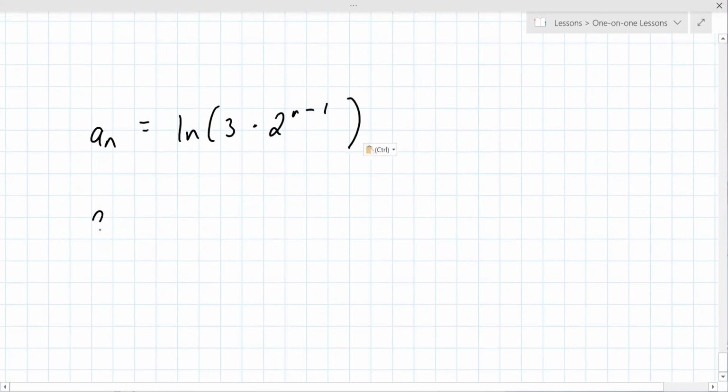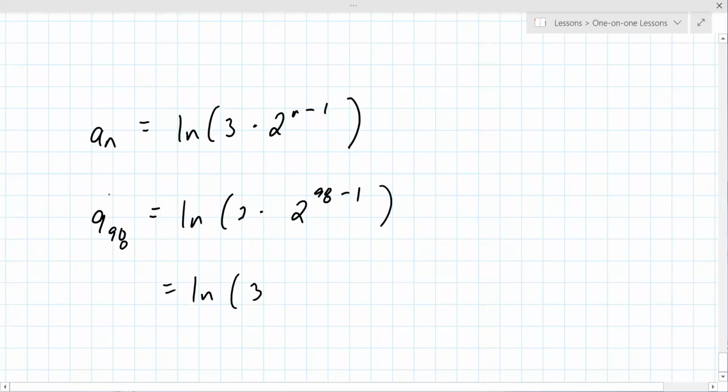Yeah, I mean the issue here though is you can't. I don't think your calculator will do 2 to the 90 minus. No, I'm sorry. We're finding the 98th term. Sorry, 98 minus 1. So this is an A. I'm sorry. A sub 98. Okay.